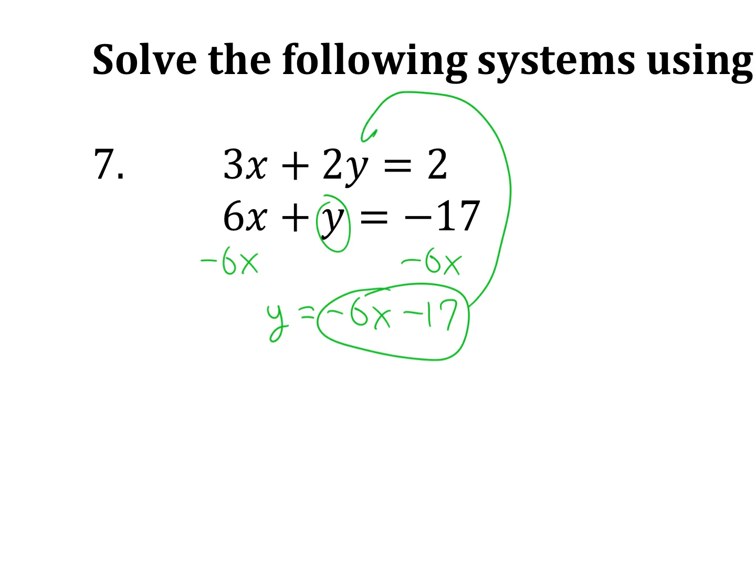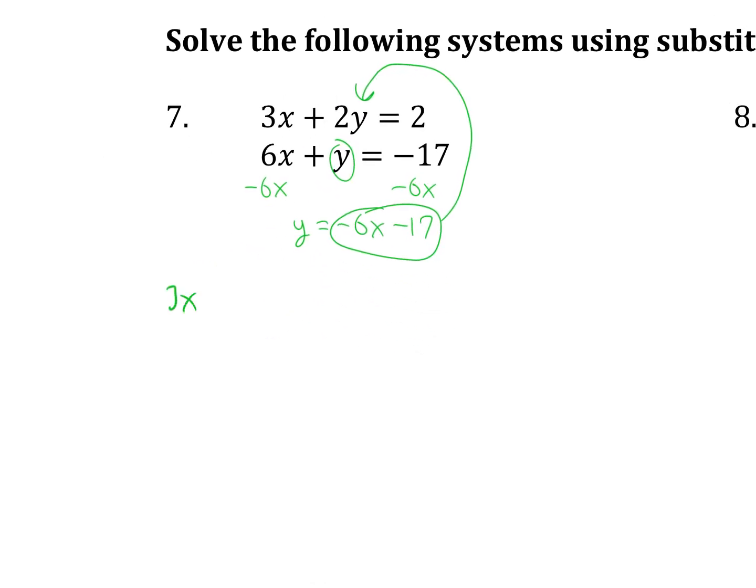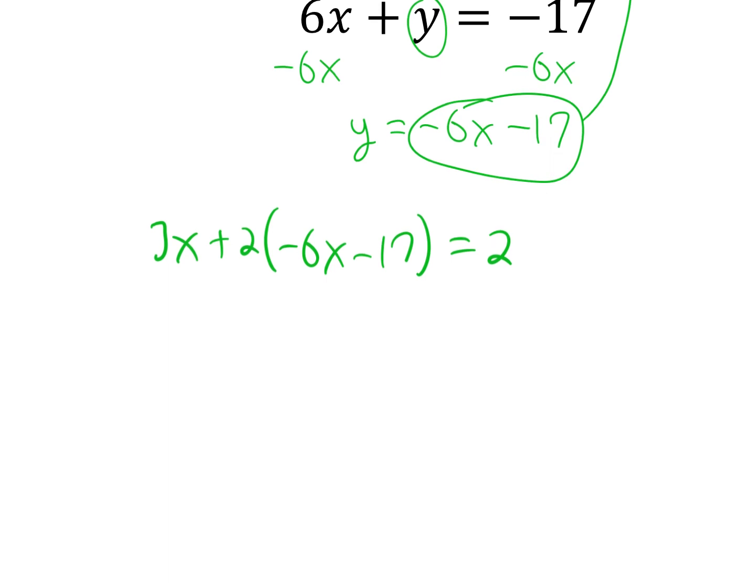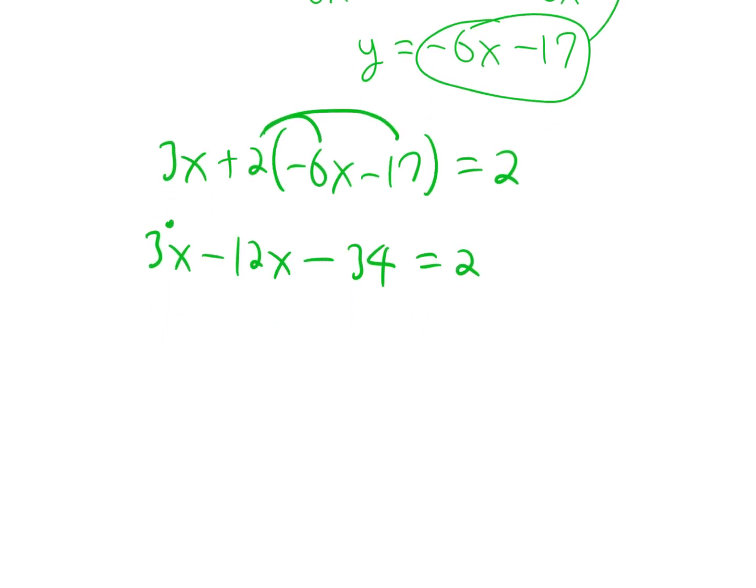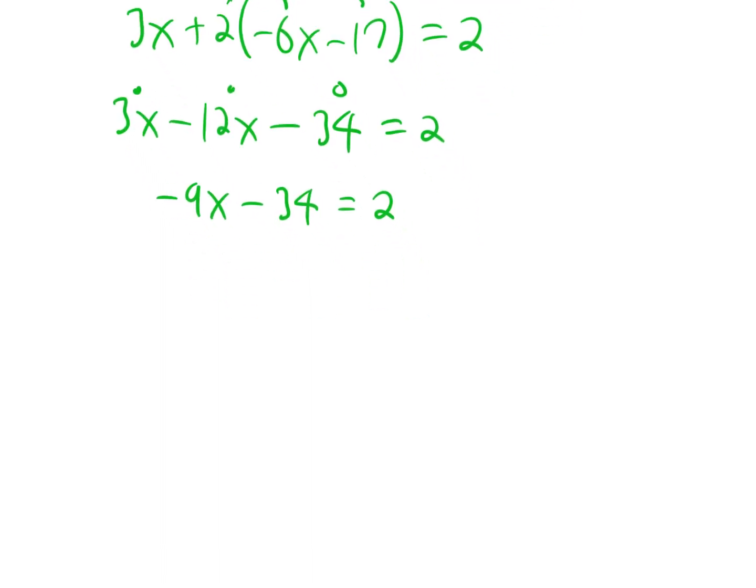So we're going to take this, we're going to plug it in for y. So we have 3x plus 2 times negative 6x minus 17 equals 2. Anything to distribute? Yep, 2 times both of these. So we have 3x minus 12x minus 34 equals 2. Any like terms? Yep, we got 3x and negative 12x, which is going to be what? Negative 9x minus 34 equals 2. To get the negative 9x by itself, we're going to add 34 to both sides. We get negative 9x equals what? 36.